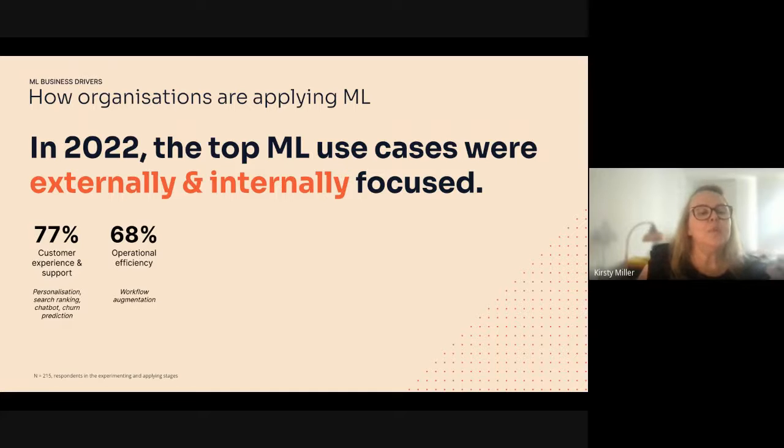So the 2 top use cases were customer experience and support. And I've included on the slide some examples of how these actually manifest in the business. Customer experience and support, those are things like chatbot, churn prediction, personalization, search ranking, and operational efficiency is workflow augmentation.